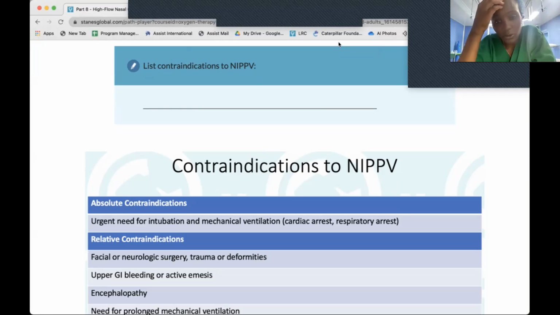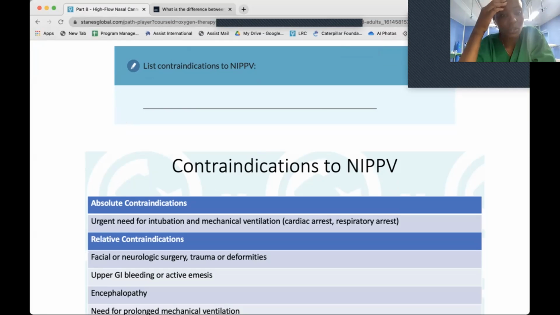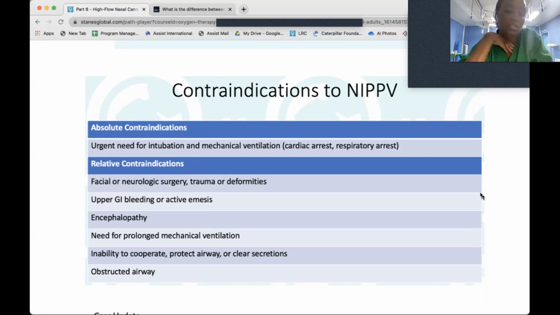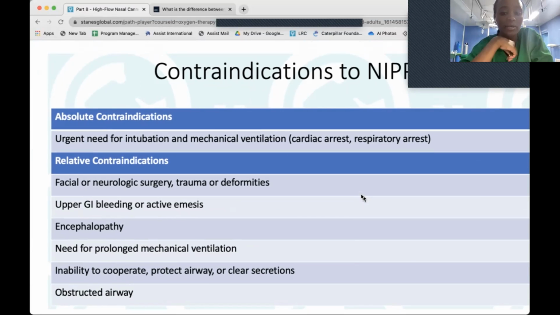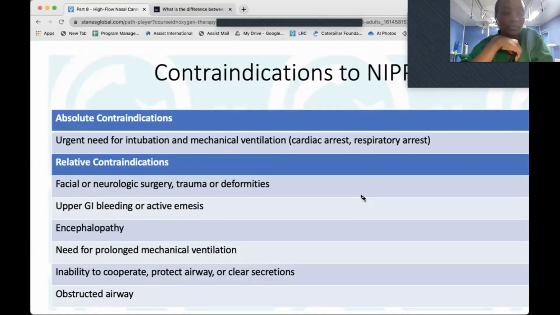So the contraindications of this mode of ventilation: absolute contraindications if in a patient who requires urgent intubation and mechanical ventilation. That's like in patients who have a cardiac arrest or respiratory arrest. That's an absolute contraindication. A relative one is patients who have facial or neurologic surgery, trauma, or deformities on the face, and probably even in the nasal cavity, and they're not able to perform adequate breathing.